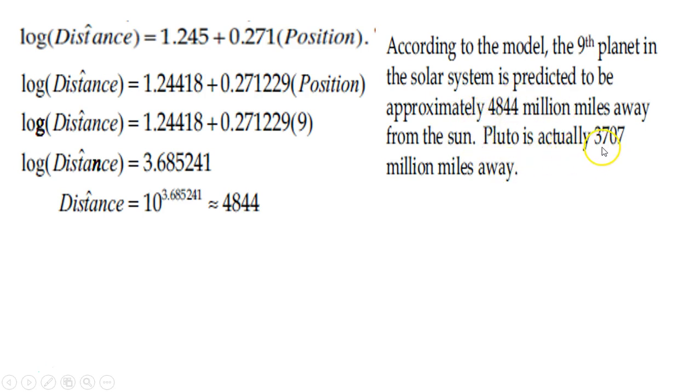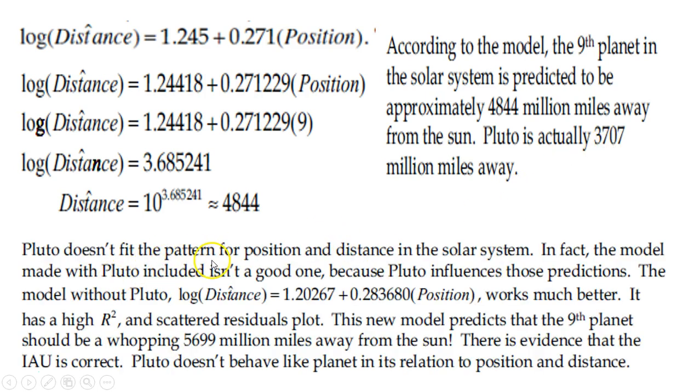And Pluto is actually 33,707 away. So Pluto doesn't fit the pattern for position and distance in the solar system. So what we're getting at is, if this is a pattern that I'm supposed to follow, as it goes around, and this is what we made, it says that Pluto's actually supposed to be this, but our prediction is saying that the next planet is here, meaning it's misplaced from where it should be according to how everything else is predicted. In fact, the model made with Pluto included isn't a good one, because Pluto influences those.